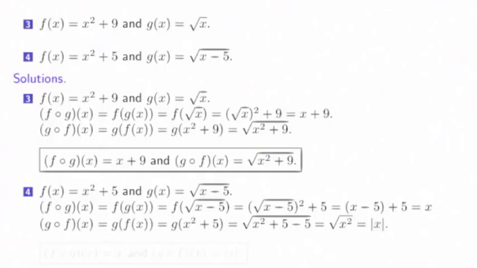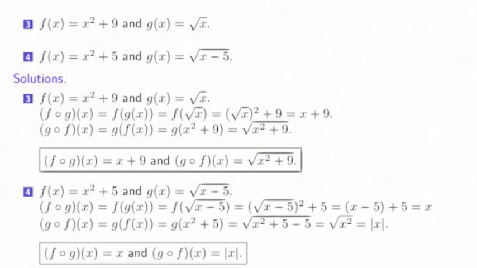If x is positive, the square root of x squared is x. If x is negative, the square root of x squared will be the negative of that negative number. Either way, the square root of x squared is the absolute value of x. So in this case, f composed with g of x is x, and g composed with f of x is the absolute value of x. Next, we will look at chaining functions together with function composition.